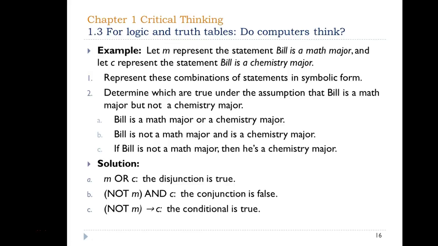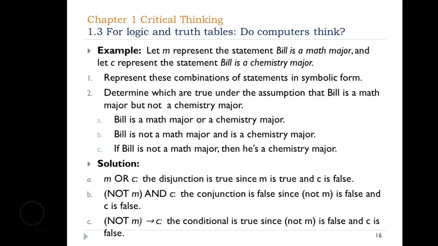Example: let M represent the statement Bill is a math major, and let C represent the statement Bill is a chemistry major. Represent these combinations of statements in symbolic form. Determine which are true under the assumption that Bill is a math major but not a chemistry major. Bill is a math major or chemistry major. Bill is not a math major and is a chemistry major. If Bill is not a math major, then he is a chemistry major.